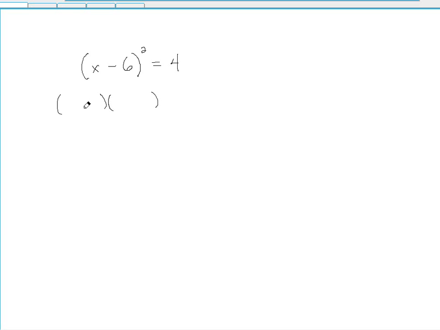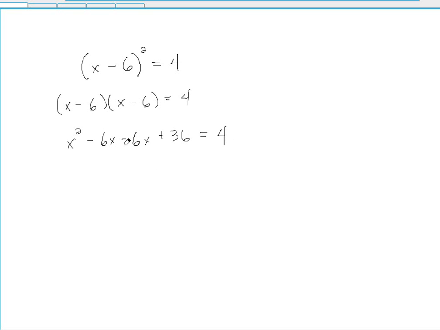Just like the last problem, here's what x minus 6 squared means. You have two factors of it, right? So multiply these together, x times x, then negative 6 times x, and then in the inner terms, negative 6 times x, and then finally negative 6 times negative 6, which is a positive 36.